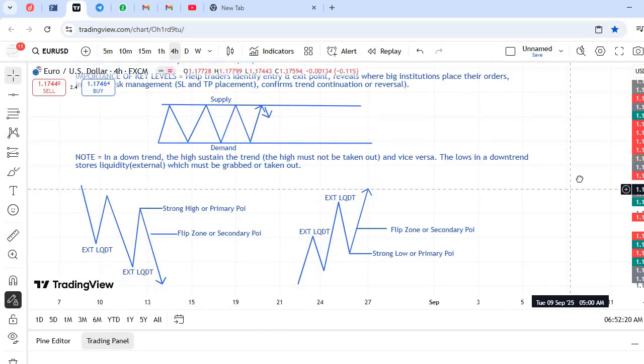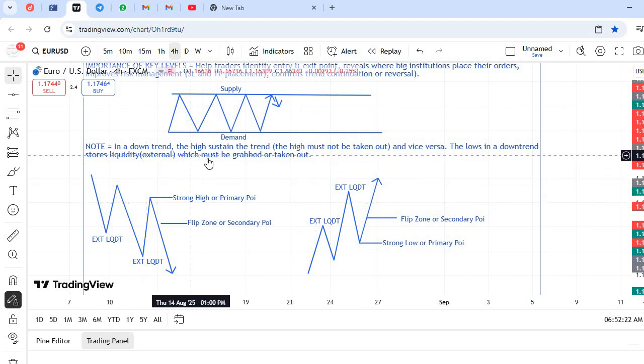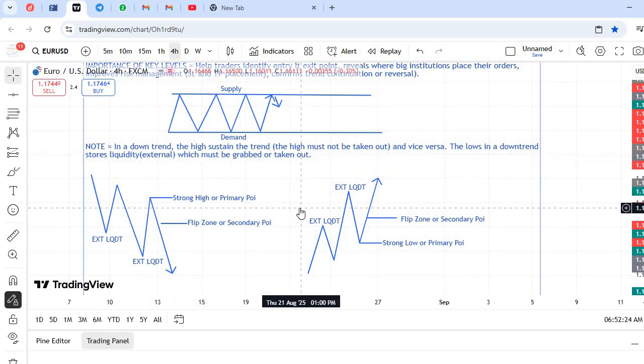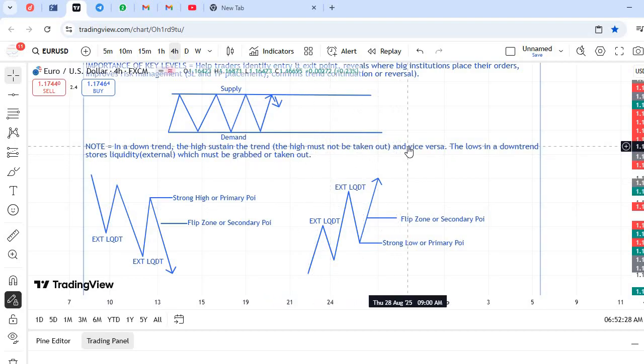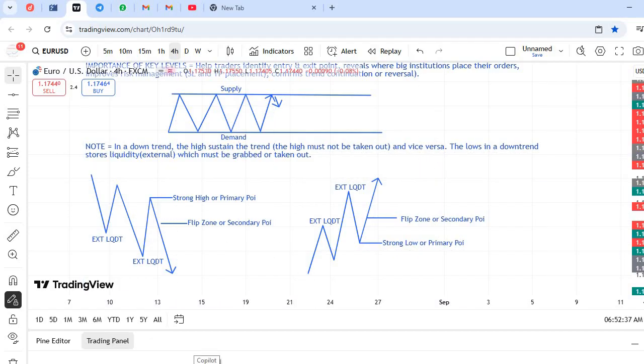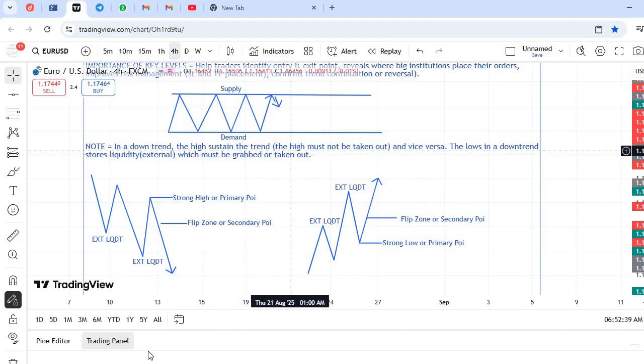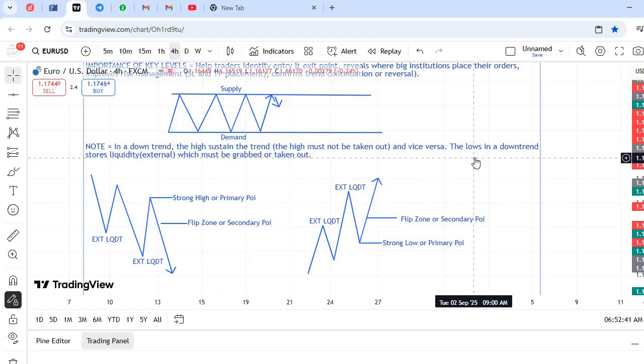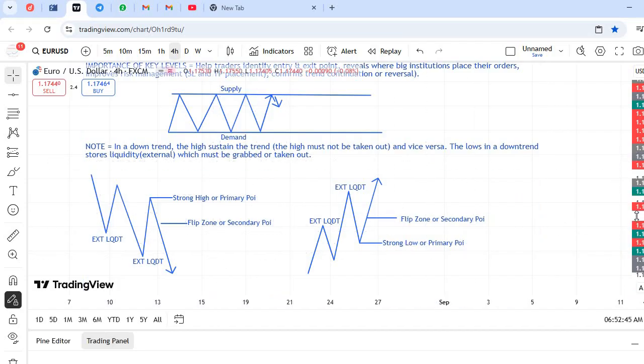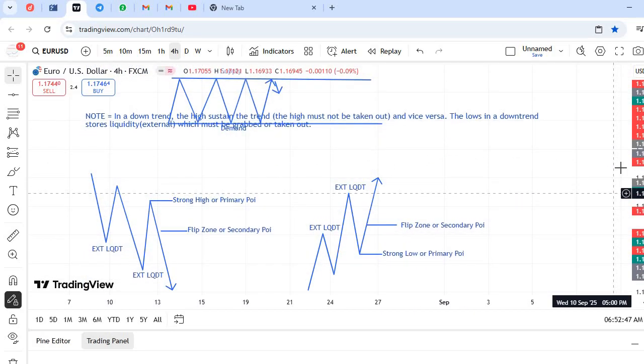in a downtrend, the high sustains the trend. That is, the high must not be taken out, and vice versa. So that means that in a downtrend, the high sustains the trend, the high must not be taken out, and vice versa, meaning in an uptrend too, the low must not be taken out. So now, what do we mean? What are we talking about?